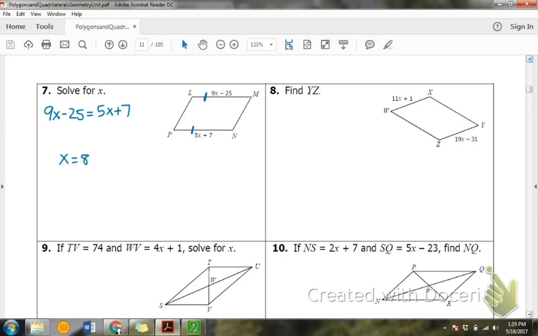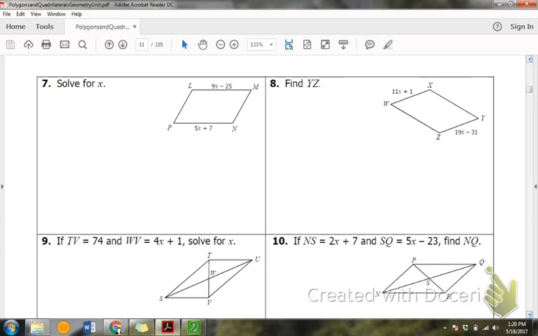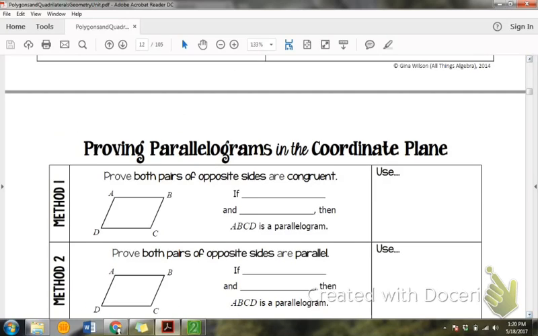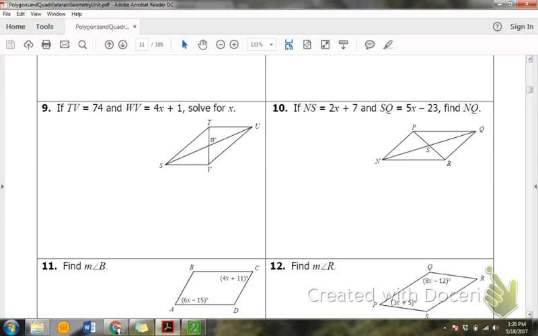For the sake of time, we're going to just set these equations up, and then I know that you guys can solve them. So we're just going to set them up to make sure we know how to set them up correctly. Let's look at number 9. Label your diagram first. So we can already set up, if we know that TV is 74, this whole thing, 74, that's how I would label it. WV is 4x plus 1.